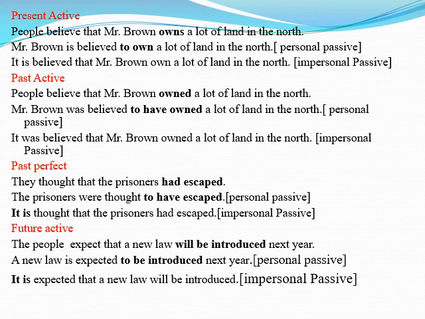So let us move on to the next form, that is past perfect. Past perfect is had plus third form of the verb. They thought that the prisoners had escaped. So into personal passive means had escaped should be changed into to have escaped. So the prisoners were thought to have escaped. Into impersonal passive means we have to use it is and that. It is thought that the prisoners had escaped.